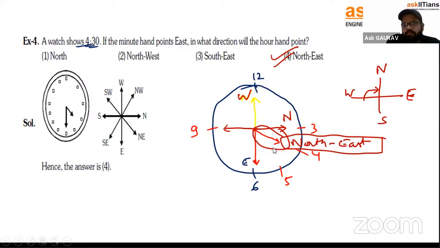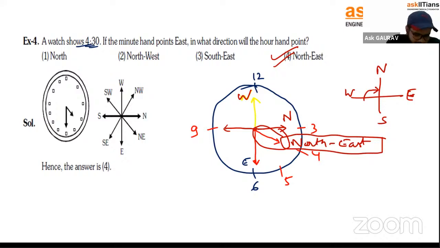See how we have done. The question is saying that the minute hand is east, so the opposite will be west. Now, if you move from west clockwise 90 degrees, you will reach north. This is what the standard diagram says. And this minute hand is lying between north and east, so the answer will be northeast.